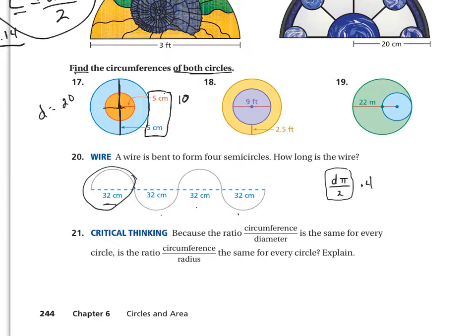Just gotta go back and check there. And so I have my formula for that, and then I have to do a total of 4 of them. There's 4 of them here. And so it should come out just right. There you go. That's how you solve number 20.